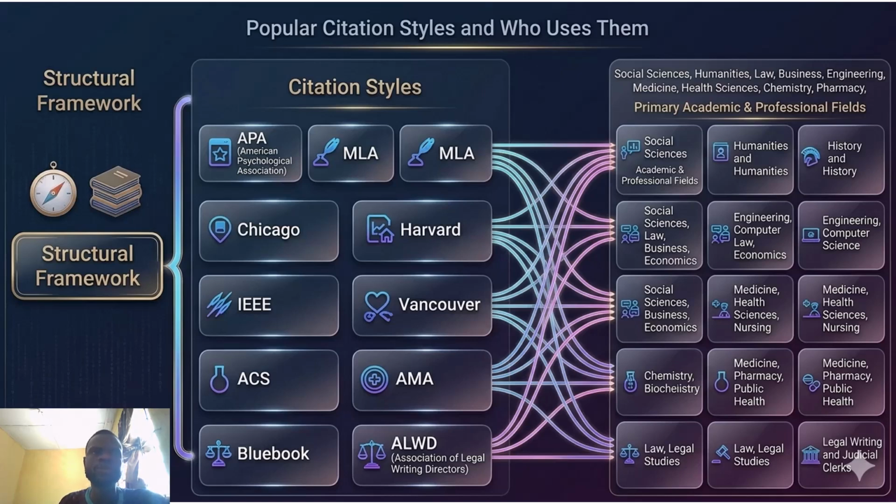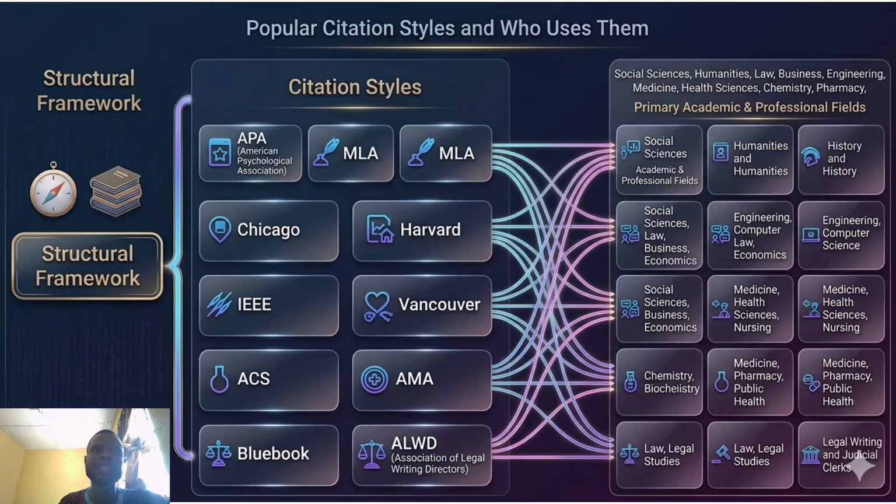Now let us discuss common mistakes many students make. The first mistake is mixing styles in one paper. For example, using APA in some places and Harvard in others. This looks careless and unprofessional. Second mistake is inconsistent punctuation, italics, or capitalization. Small details matter in references.